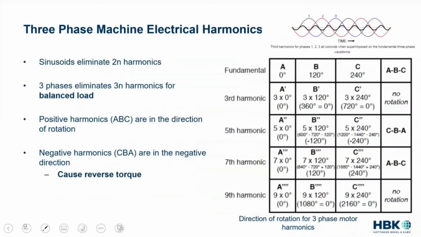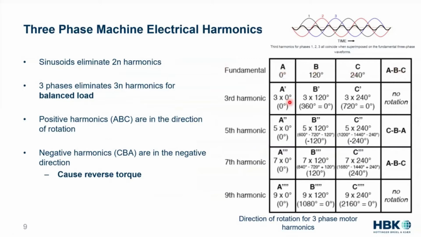So to go a little further, and this will become more evident in some of my future slides, the reason we use three-phase AC excitation is that we use sinusoidal excitation to eliminate the 2N harmonics, so the second, fourth, sixth. We use three phases or functions of three, so 6, 9 phases, to create a balanced load. And what we find is that we get a fundamental, so a first harmonic that is at 0, 120, 240 degrees. And that creates positive rotation, or we'll call it clockwise rotation. The third harmonics are eliminated, so we get no rotation.